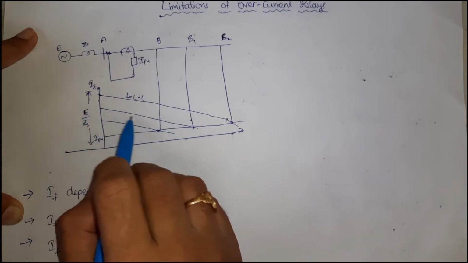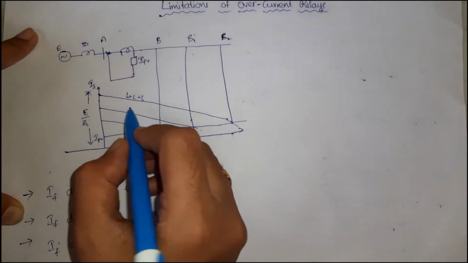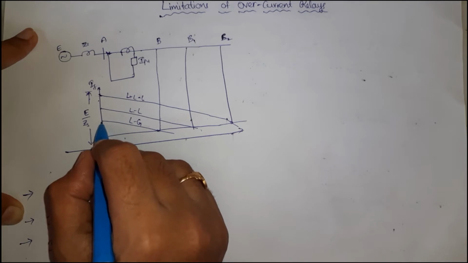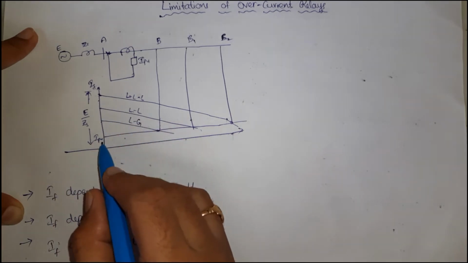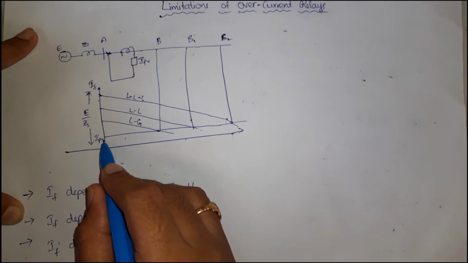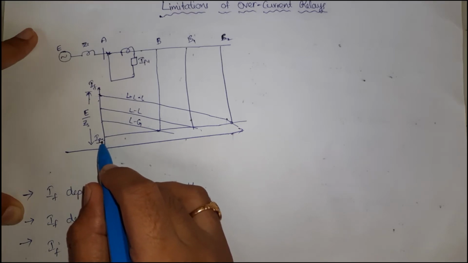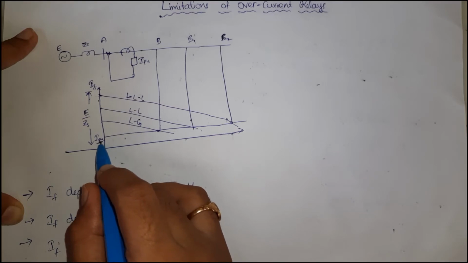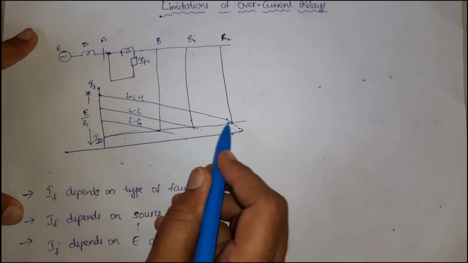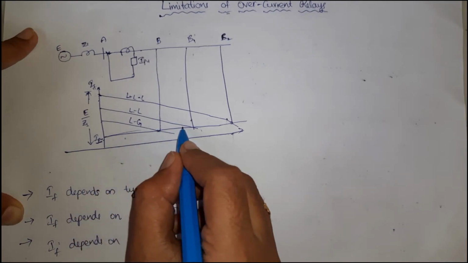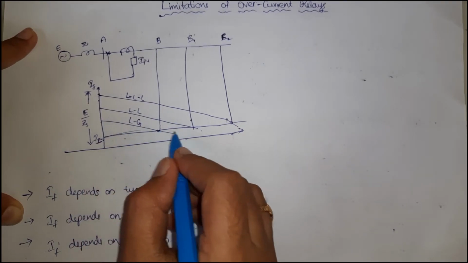The ratio of E by Z is also reducing, and it is the same for the LG fault, where the fault current is still less. Now if we want our relay to operate, the fault current must be greater than the I pickup value. The relay is designed to operate up to a certain current, and that is the I pickup value, which is constant. The relay starts operating when this I pickup line coincides with the fault current line.